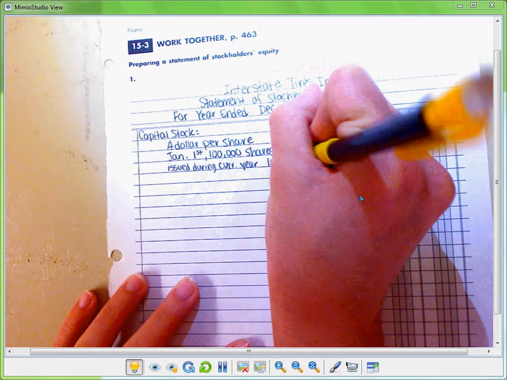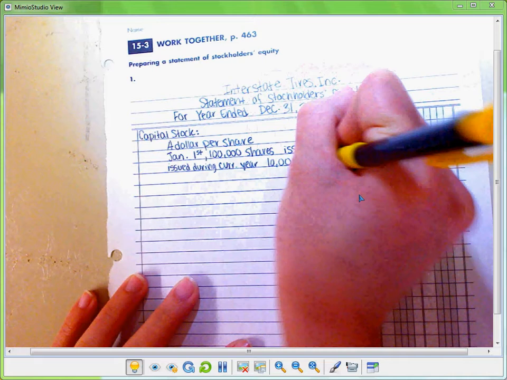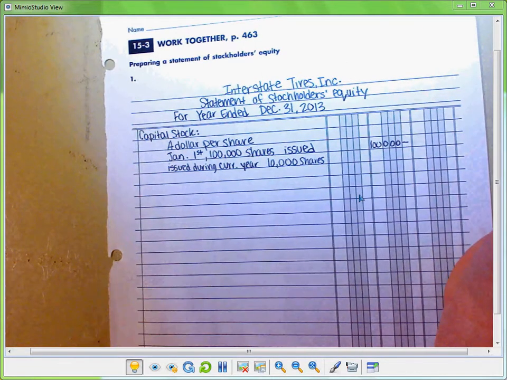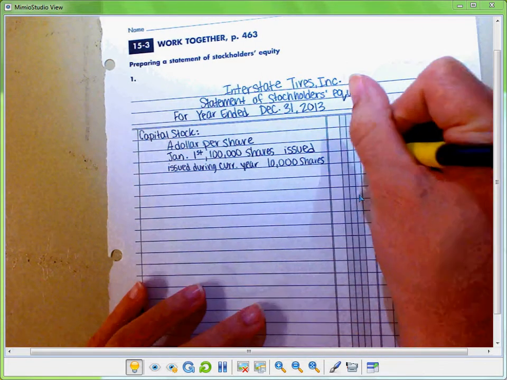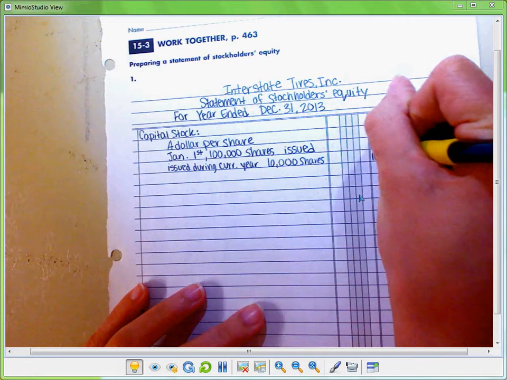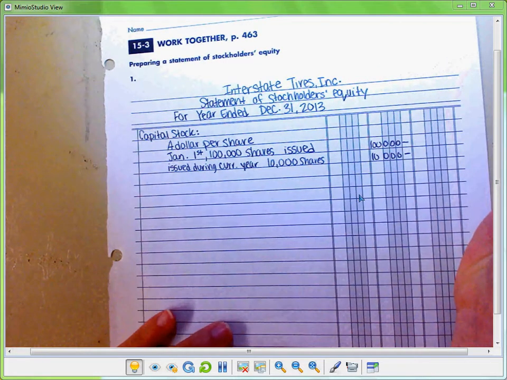And both the 100,000 and the 10,000, they told me those numbers in the book. So then 10,000 times $1. This will go in the middle column also, so 10,000. And then do a single rule underneath that.